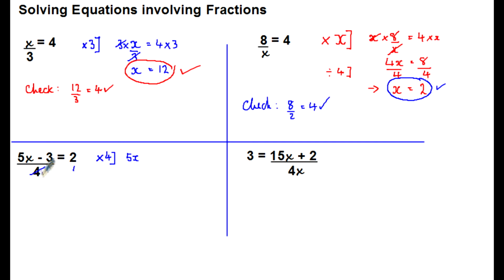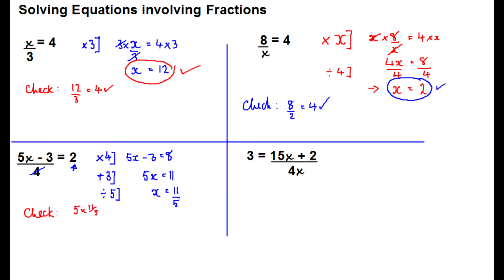Multiply by the denominator both sides, gets rid of the denominator on the left hand side here. So I'm left with 5x minus 3 divided by 1, or just 5x minus 3. And then 2 times 4 on the right hand side is 8. Then we add 3 to get rid of the minus 3 both sides. So 5x is 11, and then we divide by 5 both sides. So we're left with x is 11 over 5.